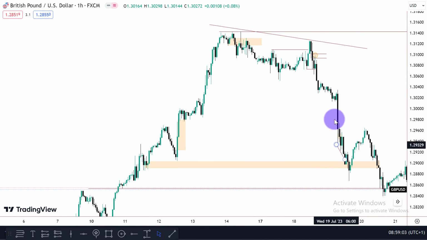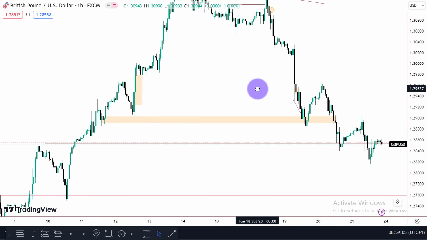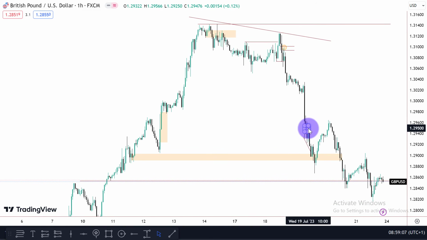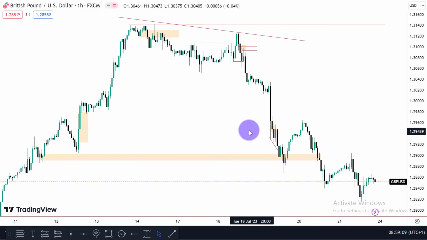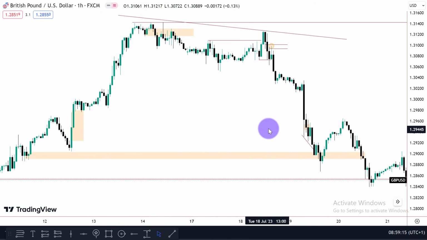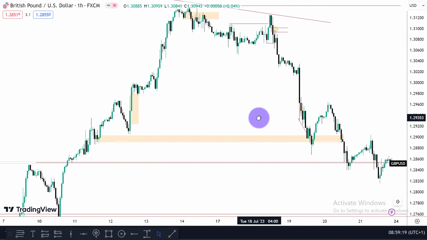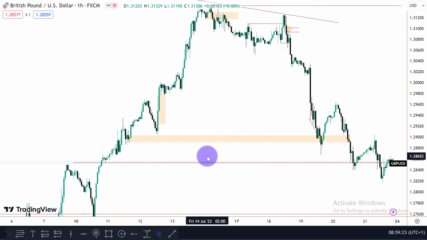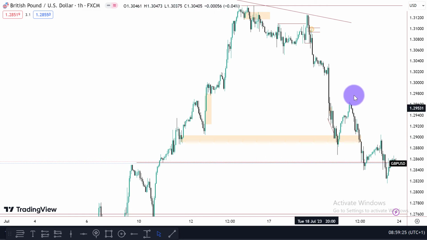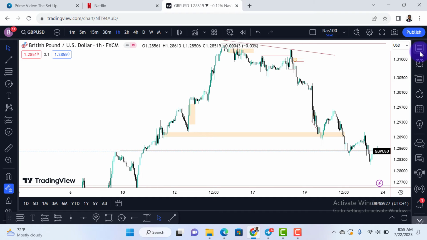GBPUSD started to trade into those levels we outlined on the daily and the 4-hour. If you haven't watched the previous week's commentary, please kindly do so that you get to understand the things I'm mentioning. All right, so price gave us that expansion to the downside, forming lower lows, lower highs, lower lows, lower highs. That has been price action on the GBPUSD.